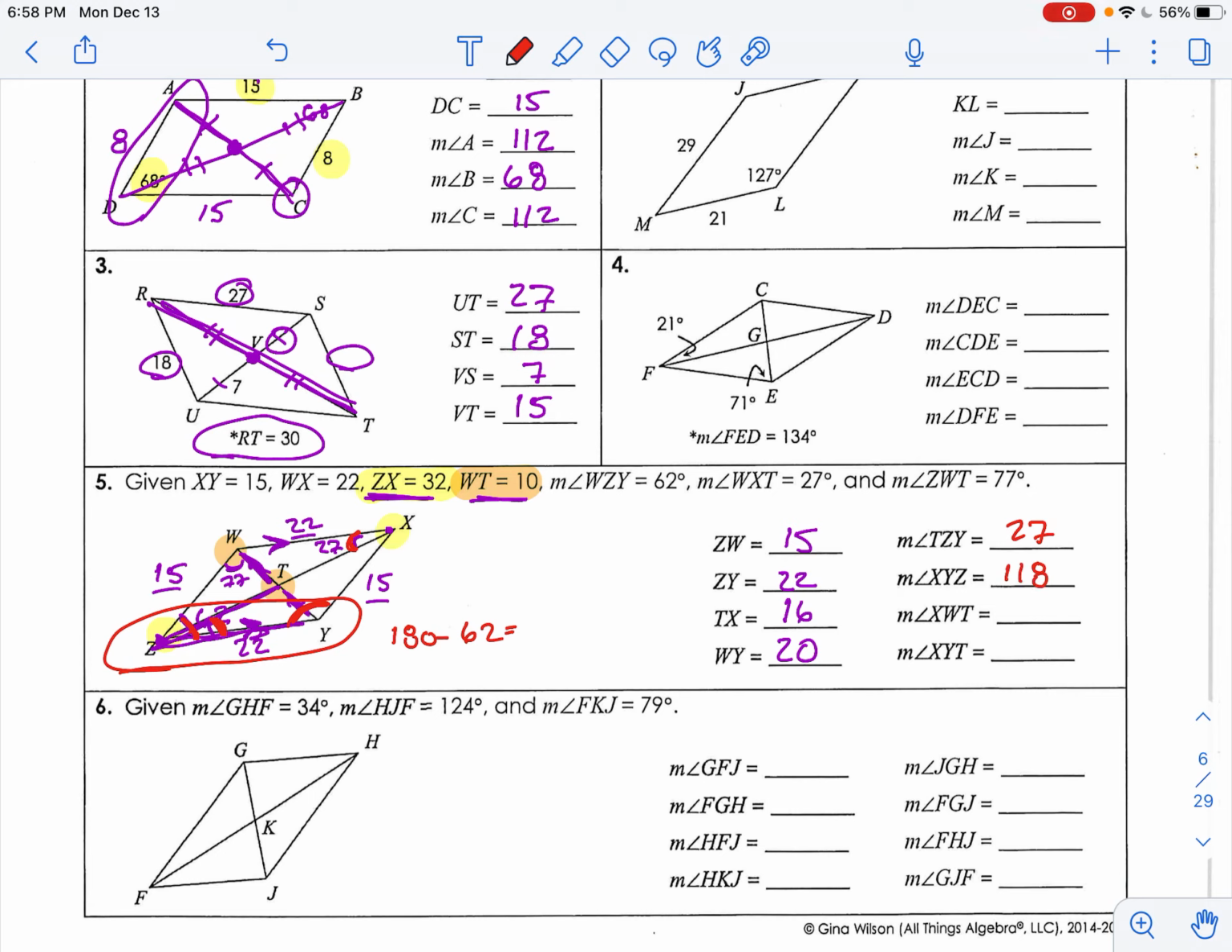How about XWT? So XWT would be this angle up here, okay? So if we have that one, all right, what would that be congruent to, okay?